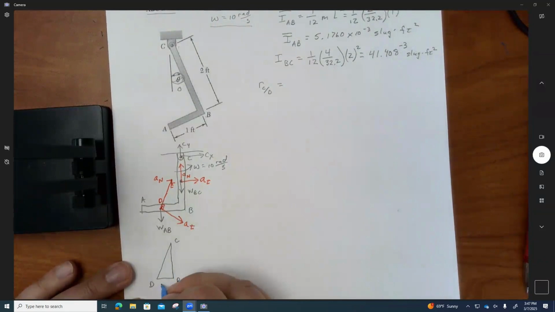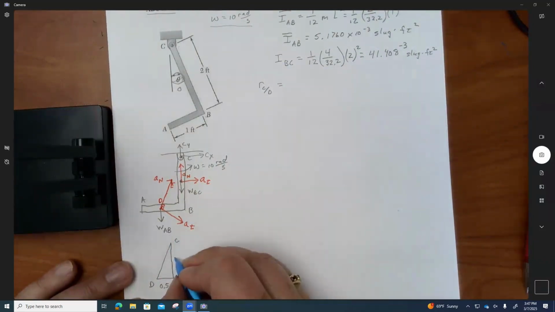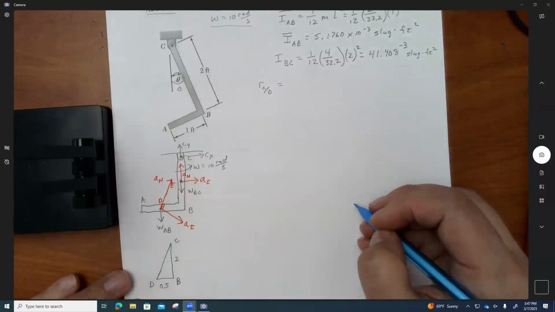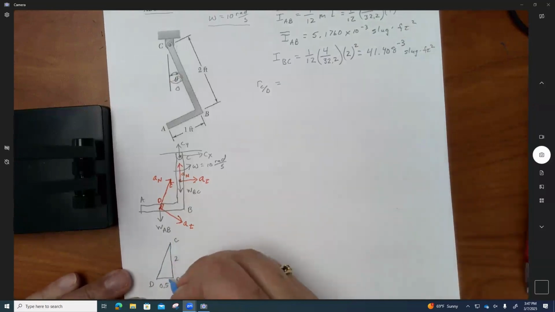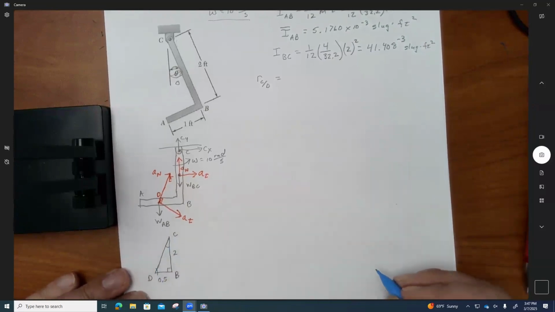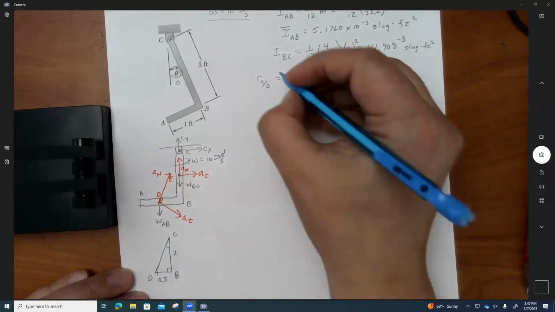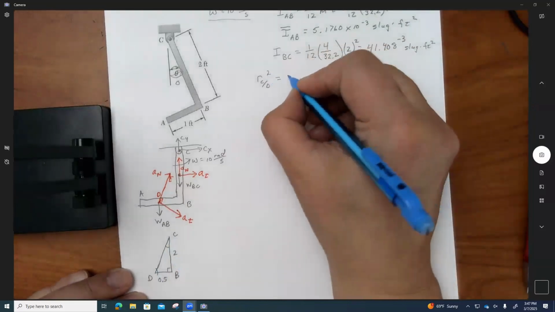And this leg is going to be 0.5. This component is going to be 2. And I don't know what this is. That's what I'm looking to find. I only know this angle. I don't know this angle. I don't know this angle. So let's see what we can do here. We can do the Pythagorean theorem to find the hypotenuse.